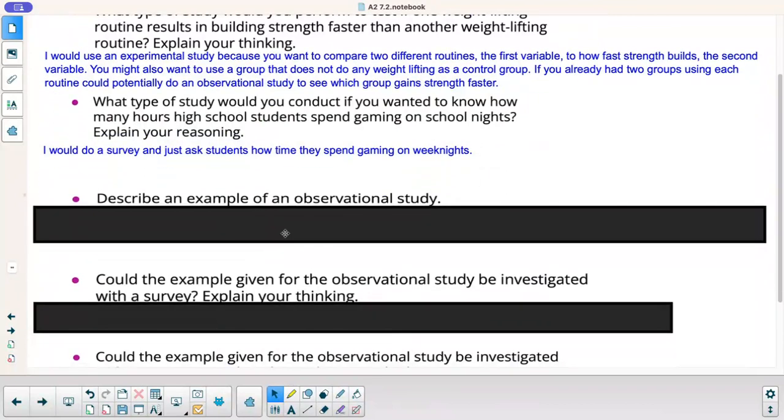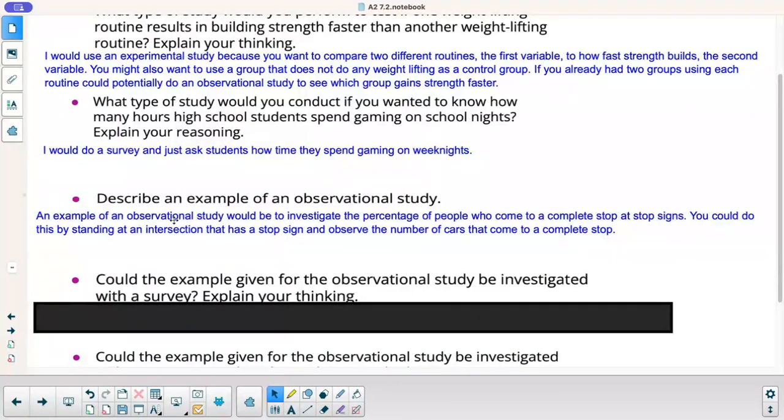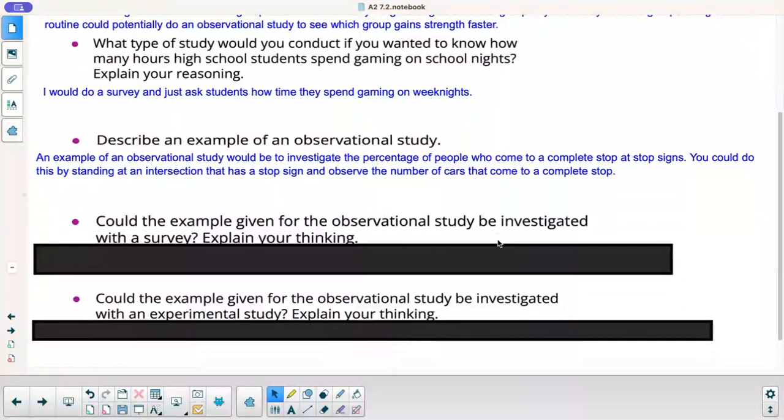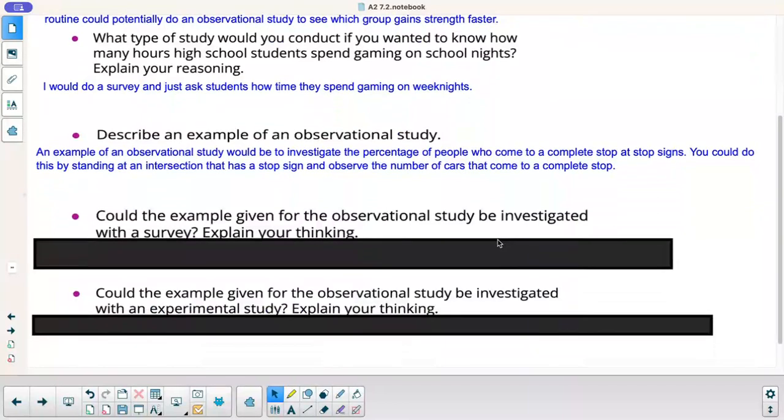Describe an example of an observational study. All right. I put an example of an observational study would be to investigate the percentage of people who come to a complete stop at stop signs. You could do this by standing at an intersection that has a stop sign and observe the number of cars that come to a complete stop. Okay. We're not trying to influence them. We're just recording data.